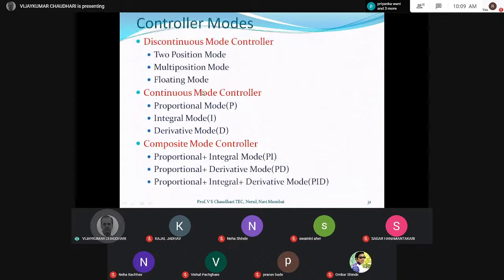And then we started with controller modes: discontinuous control modes, continuous control modes, composite control. In discontinuous control mode, we have three types: two position, multi position, and floating. In continuous control, we have proportional, integral, and derivative. And in composite control, we have proportional plus integral, PI, proportional plus derivative, PD, and proportional plus integral plus derivative, PID. Right?